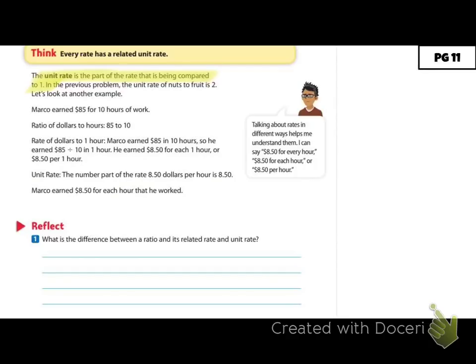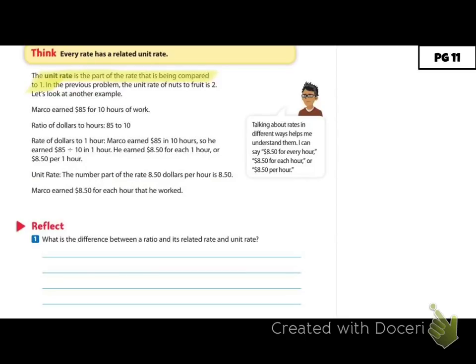Margot earned $85 for 10 hours of work. The ratio of dollars to hours would be 85 to 10. For the rate of dollars to hour, Margot earned $85 in 10 hours, so she earned $85 divided by 10 in 1 hour. She earned $8.50 for each hour, or $8.50 per hour. The unit rate would then be the number part of the rate, $8.50 per hour, which is $8.50. So Margot earned $8.50 for each hour that she worked.